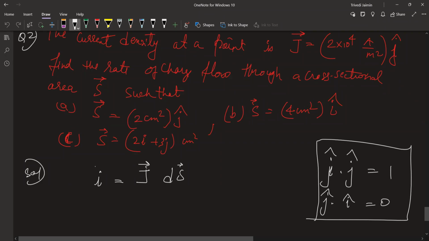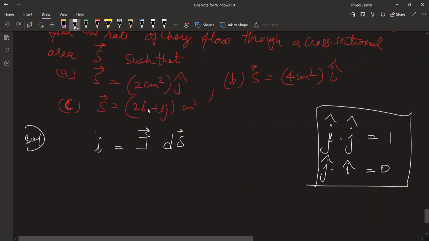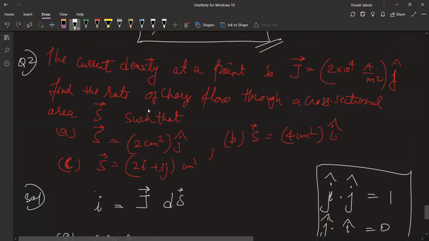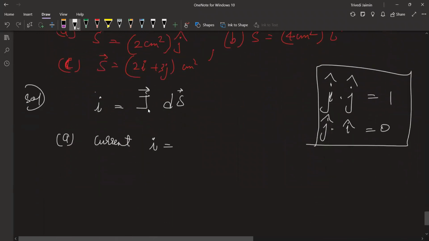Anybody tried? Shall I solve? I'm doing it. What's the value? 2 to the power 4 J. Okay.